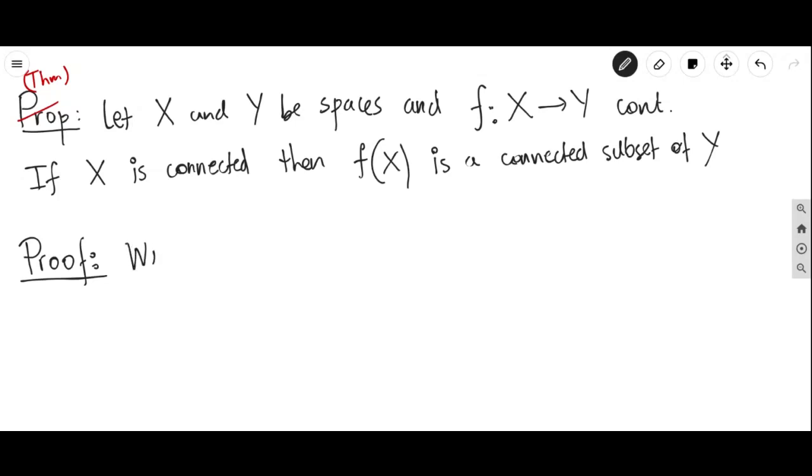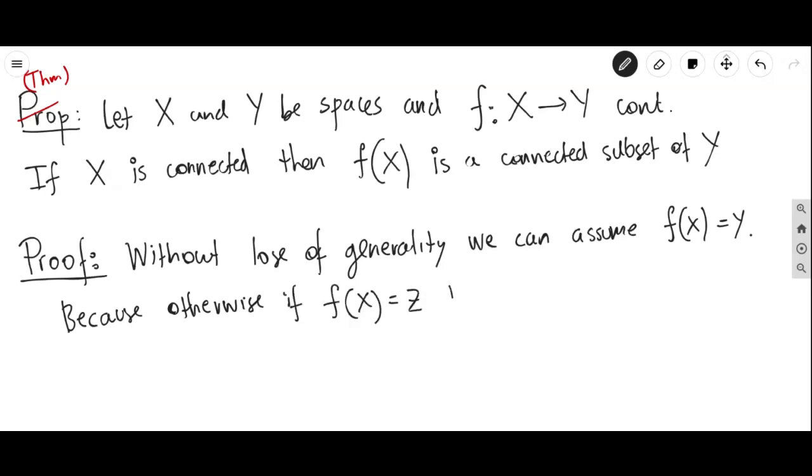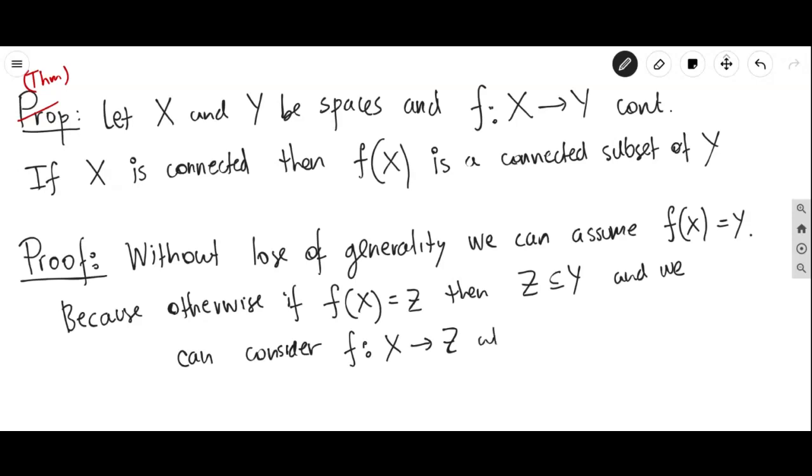So without loss of generality, we can assume that the forward image of X is actually Y itself, because otherwise, if the forward image of X is equal to Z, then Z is a subset of Y, and we can consider F as a continuous mapping from X to Z, where the image of X is Z itself. You just replace Y by the image.